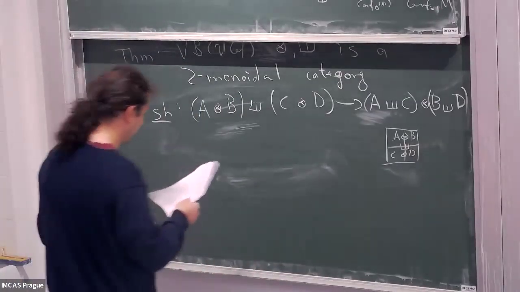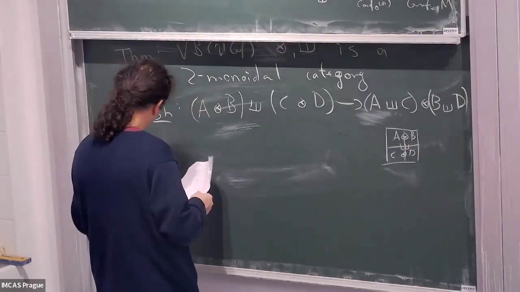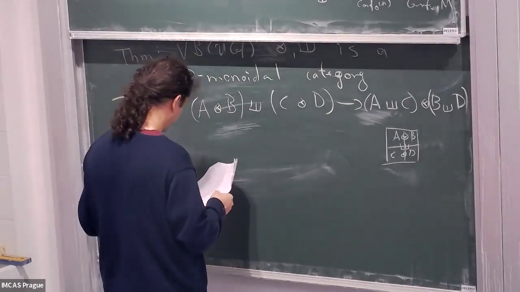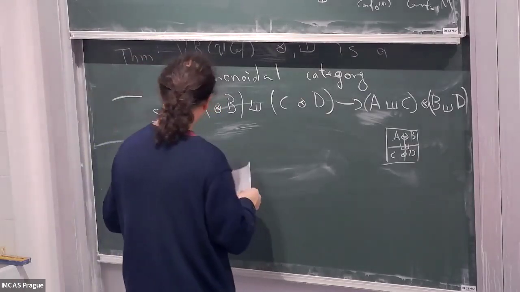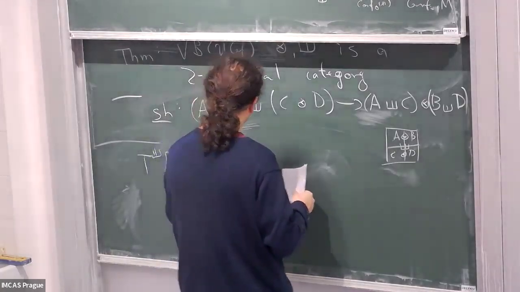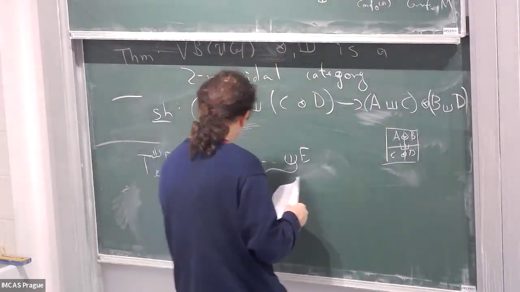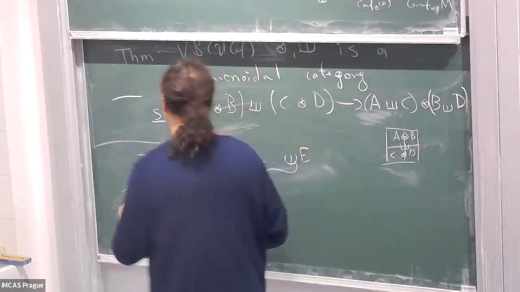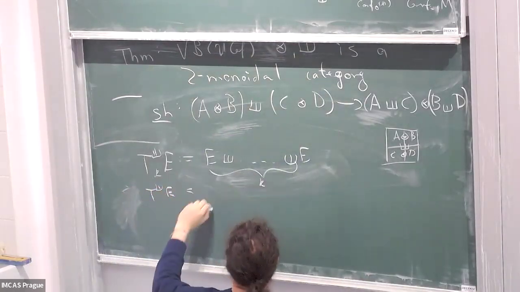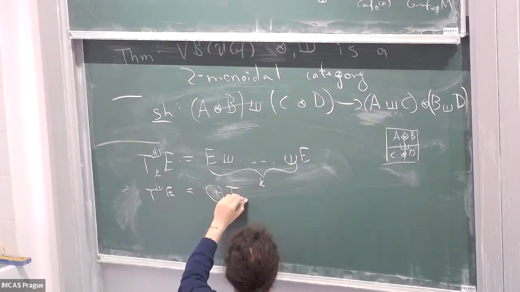So we start with the tensor algebra. Tensor shuffle E is just defined as E shuffle E shuffle E shuffle E, k times, when we are on the kth component, and then the full tensor algebra will just be the direct sum of the individual parts.